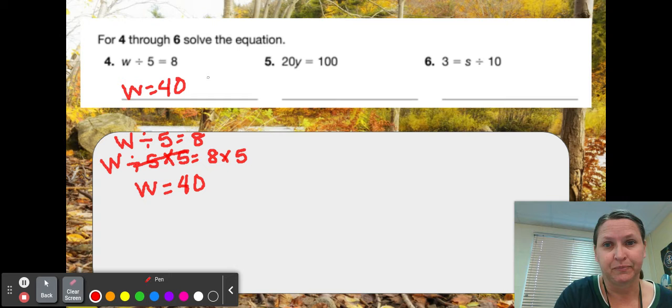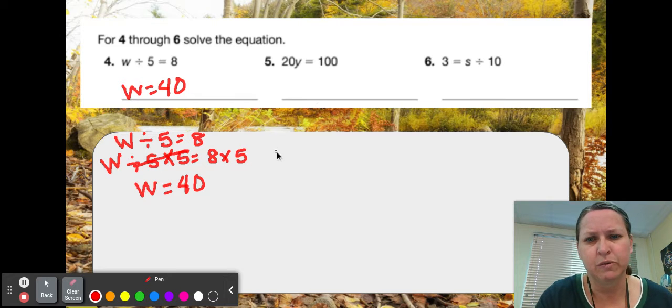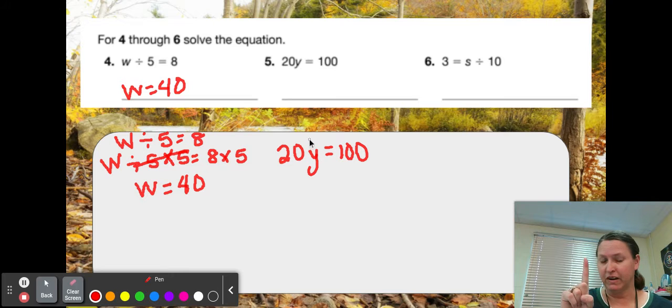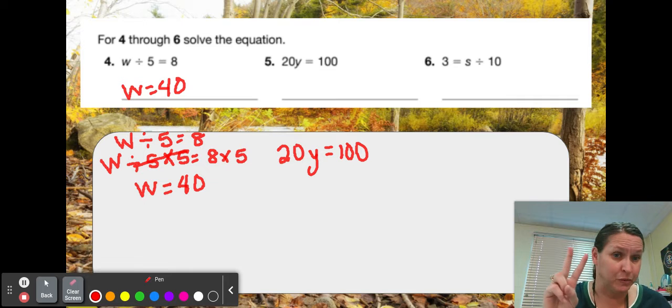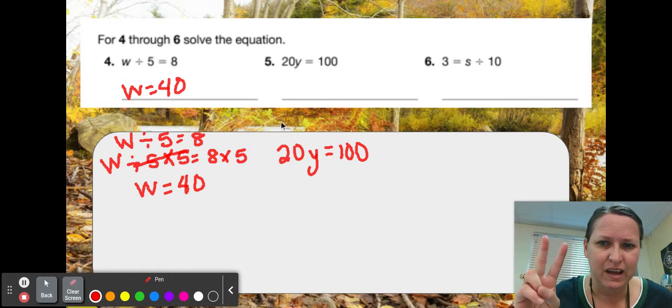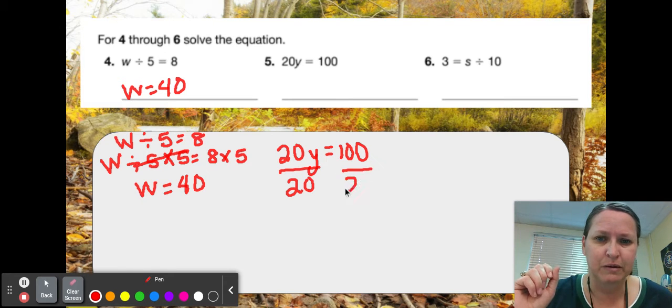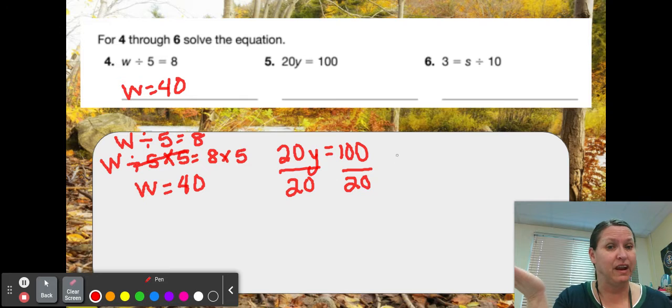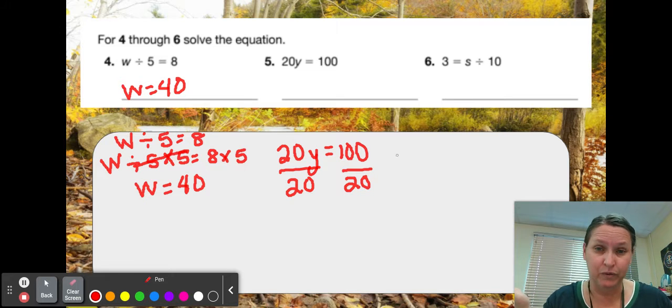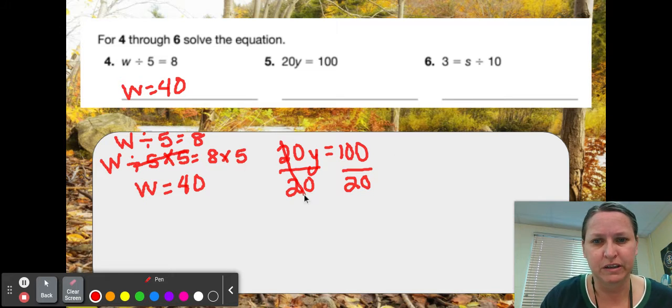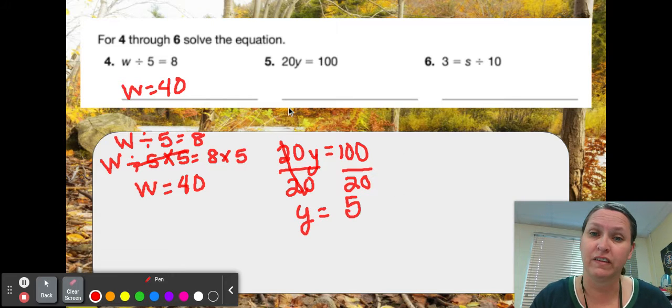Let's look at number 5. For number 5, I have 20y equals 100. What is my variable? My variable is y. What are they doing to y? They're multiplying by 20. How do I do the opposite? I divide both sides by 20. So I'm going to put 20 here, and I'm going to put 20 here, because if you remember, if I do it to one side, I have to do it to the other to keep it equal. So 20 divided by 20 gives me a 1, so I have a y on this side. 100 divided by 20 gives me 5 on this side. So my answer is y equals 5.